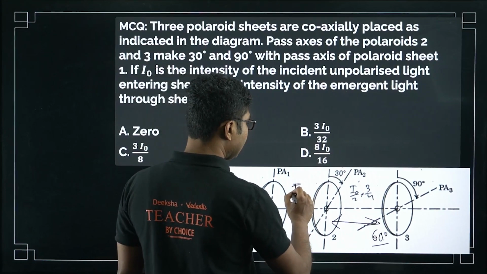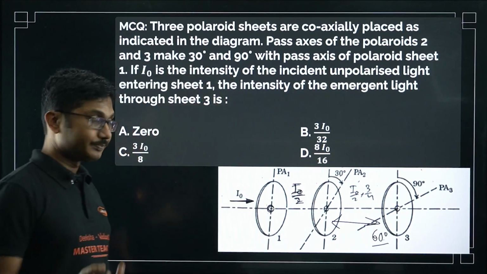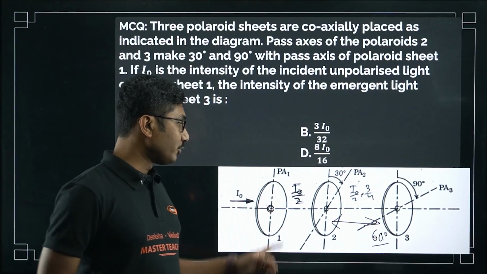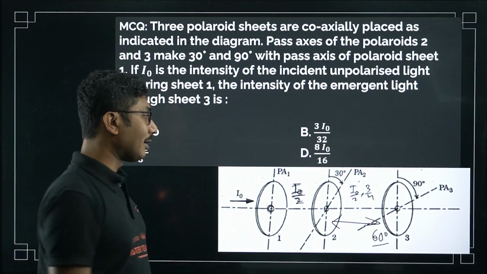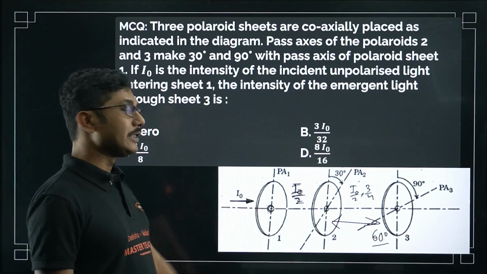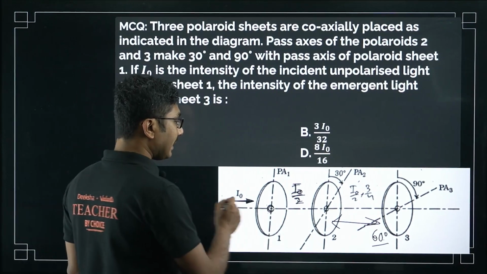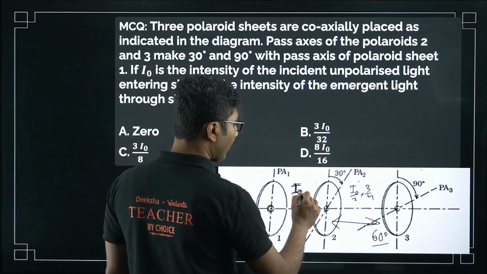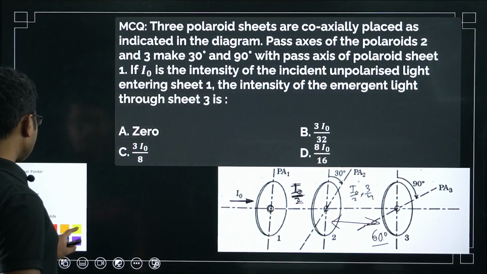Now the light which is entering through this, after polarization, should be I0 by 2. The student who solved it used this method, so I will also recommend you do it in the first stage. You should do it in the exam question paper itself. So I0 entering, it will be I0 by 2 after passing through the first Polaroid.